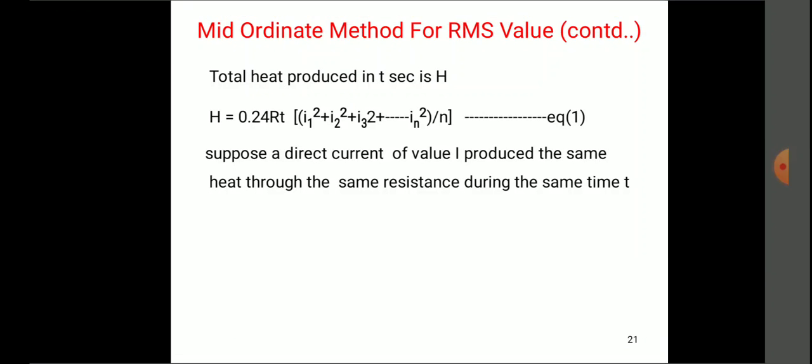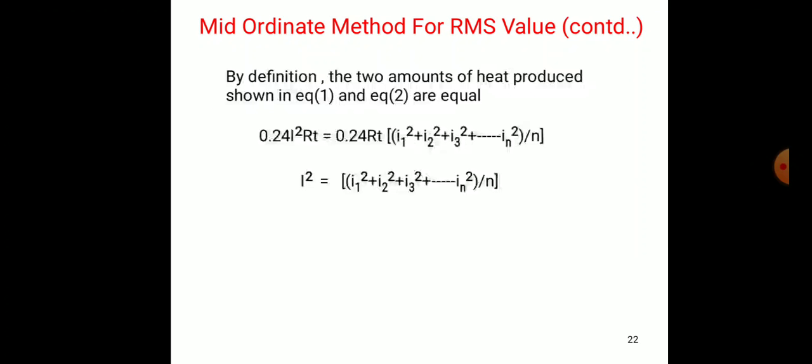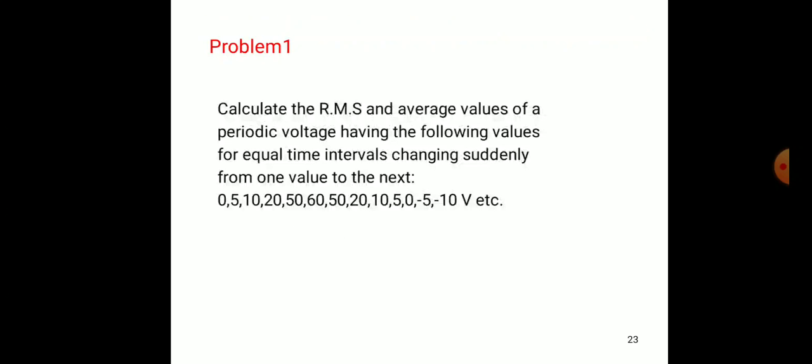We do not need the derivation here. This is the method: IRMS equals the square root of (I1 square plus I2 square plus ... plus IN square) divided by n. This is called the mid-ordinate method. The total time base is divided into an equal number of intervals, and by using those values we can calculate the RMS value. Now let us see an example.